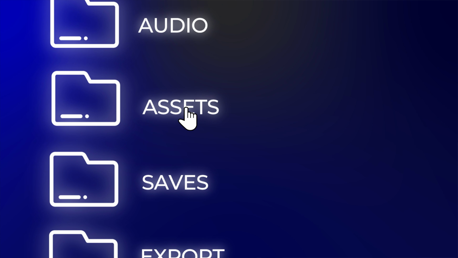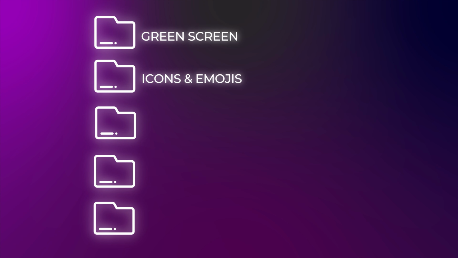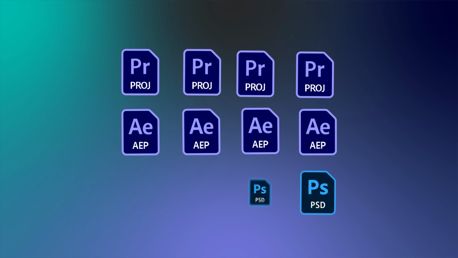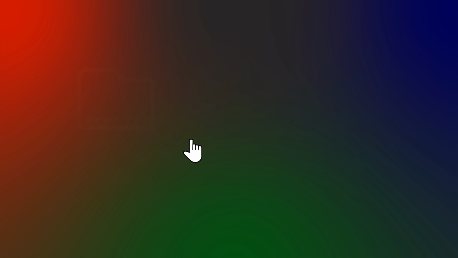In assets folder, I basically gather all of the assets that I use with the client. And here I have green screen, icons and emojis, photos, screen records, and stock footage folders. In saves folder, I gather all of my projects saved from Premiere Pro, After Effects, and Photoshop, but also autosaves and proxies. And the last one is export folder. And here I render all of the final videos, but also After Effects compositions. That's how I manage my files. And as I said, I recommend playing around with a lot of ways of managing your files, but maybe this way will be optimal for you.